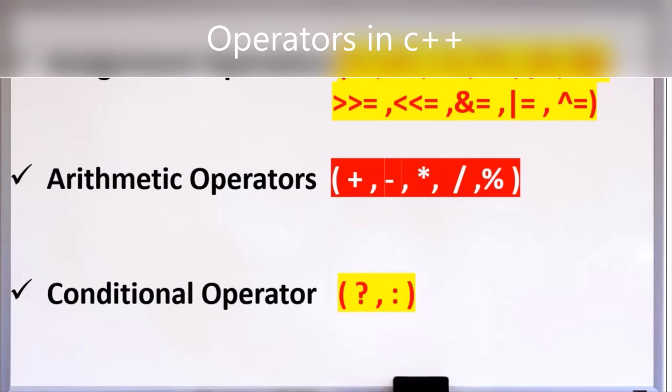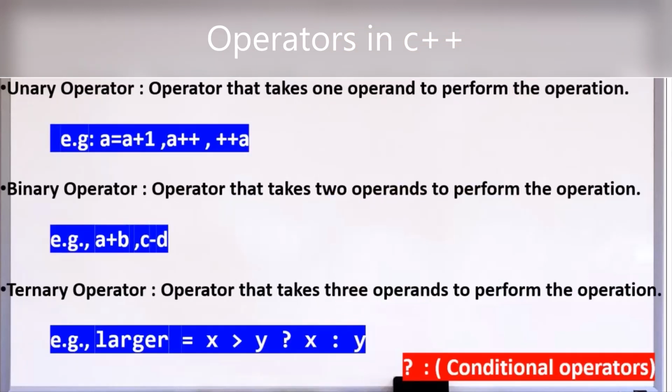Conditional operators are there as a replacement for the if-else statement, right? If we replace an if-else statement with two operators, we can use conditional operators. There are some more operators. Whenever we say operators, they can be categorized under three parts. They are unary operators, binary operators, and ternary operators.